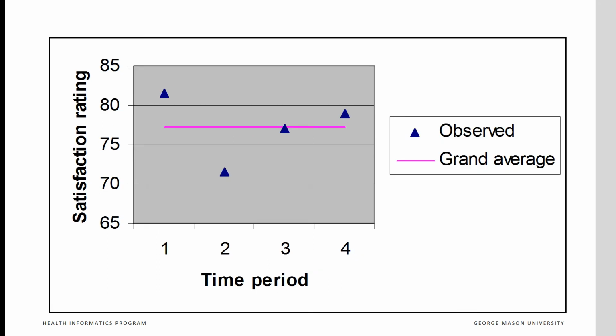Next, calculate and plot the grand average. The grand average is the average of all ratings across all time periods. Do not calculate this by averaging the mean of each time period. The correct way to do this is to sum all the ratings for all time periods and divide the sum by the number of ratings.